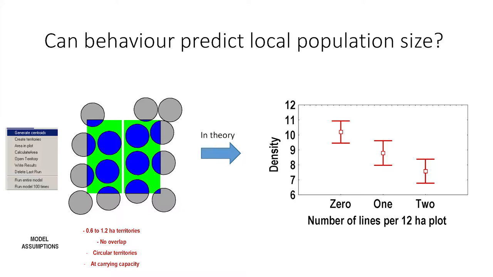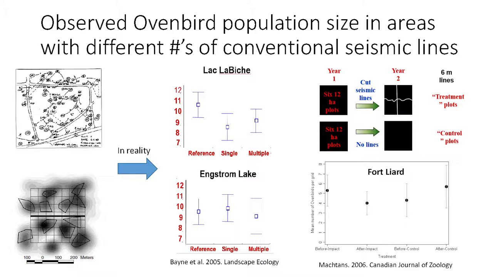It should go down by a certain percentage. Now, in reality, when you go out and do spot mapping and you address that question, we've done it in three different studies. Two of them showed that, yes, there was a slight reduction in ovenbird abundance in a 12-hectare plot. About 5%, 3%, a really small effect, but that's exactly what you'd expect based on the behavior.